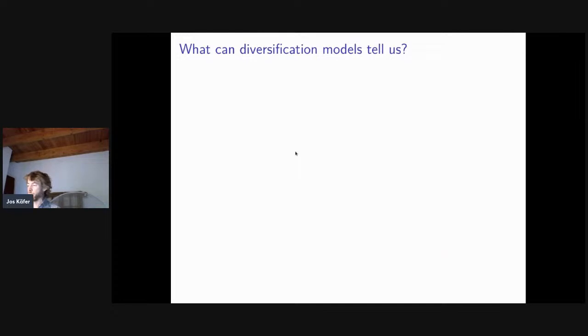So after this short introduction about the angiosperms, about flowering plants, I'm going to talk you through some research with the question in mind, what can diversification models tell us? So I'll start with one trait, which will be dioecy as a sexual system. I'll then go to more traits, try to make it a little bit more complex, and then I'll cry out for help, but we'll see once we get there.